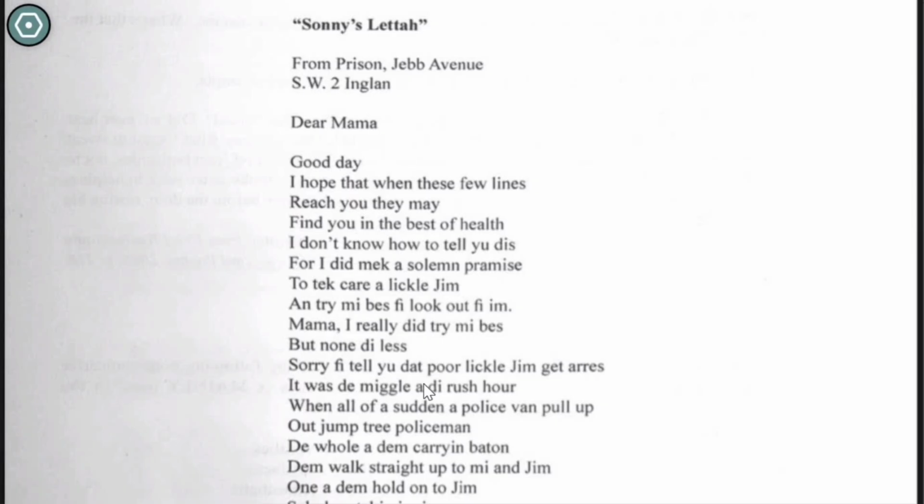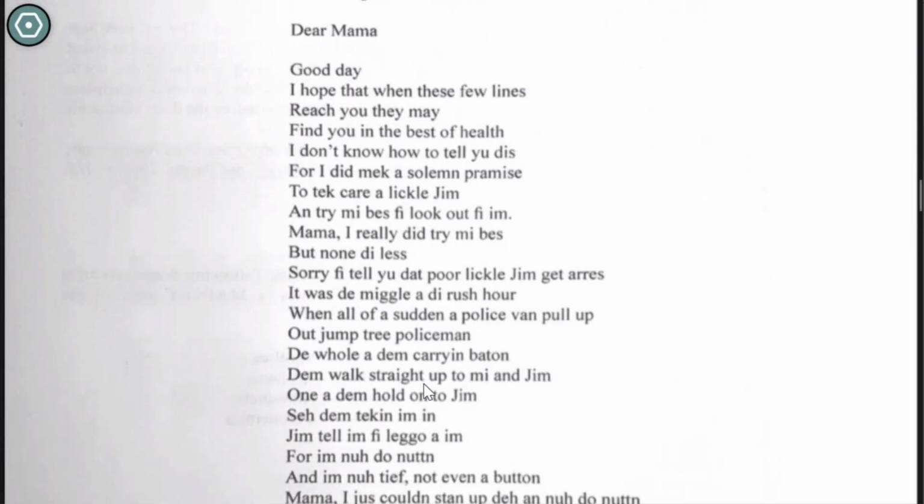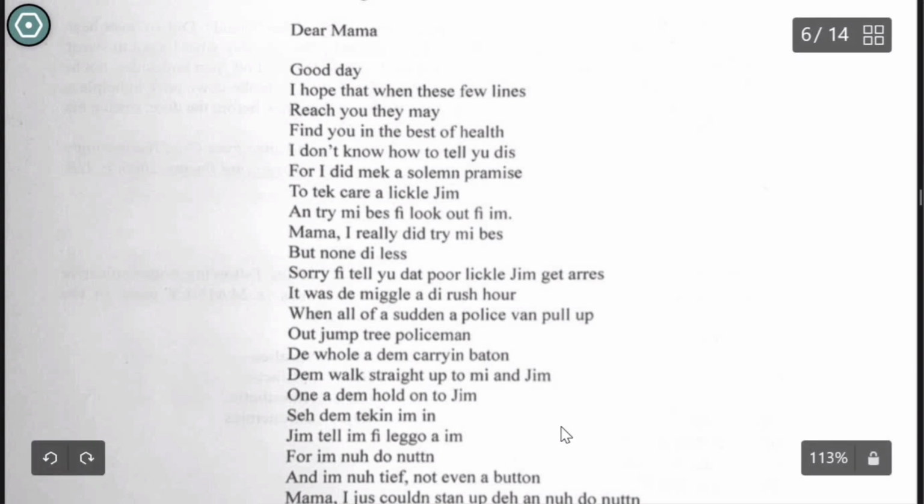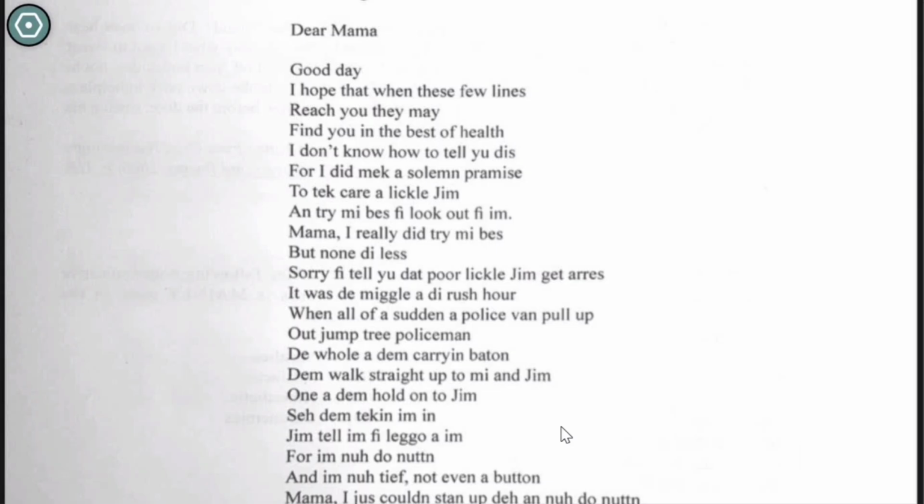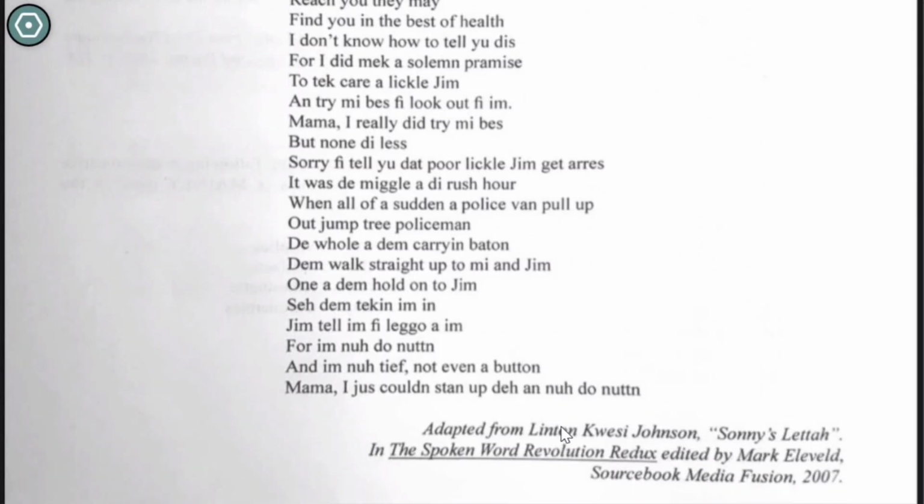It was the middle of the rush hour when all of a sudden a police van pull up. Out jump 3 policemen, the whole of them carrying baton. Them walk straight up to me and Jim. One of them hold on to Jim, so them taking him in. Jim tell him to let go of him, for him not do nothing, and him not thief, not even a button. Mama, I just couldn't stand up there and not do nothing.